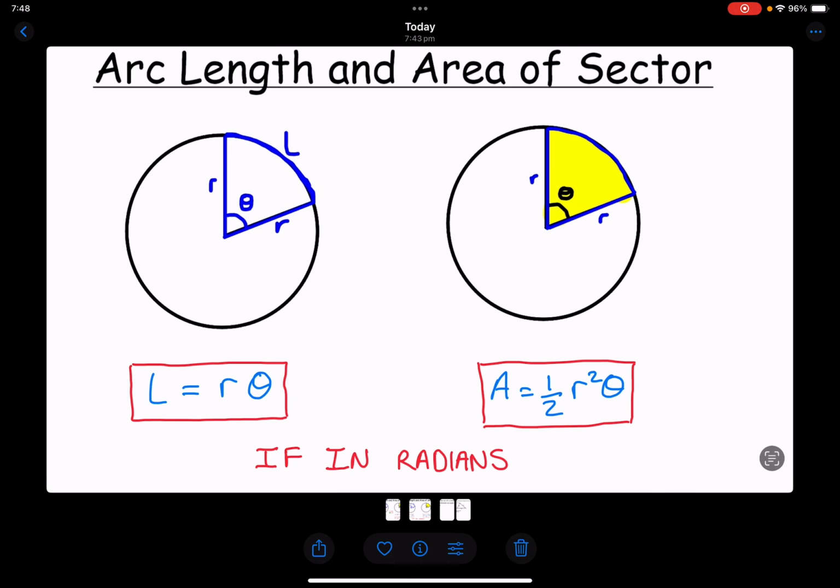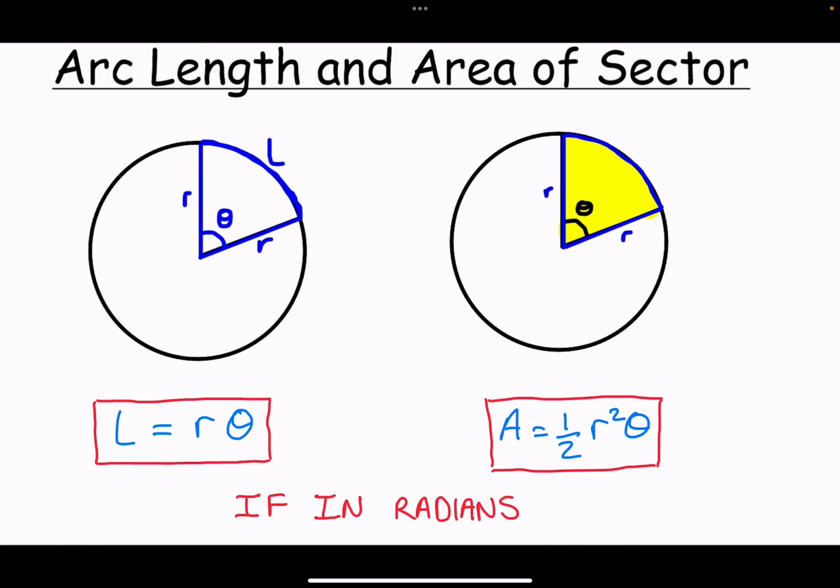So these are the two formulae we are going to be using to work out the arc length of a sector and the area of a sector. It's important to note that these formulae only work if that angle is in radians. You cannot use these formulae if you are in degrees. If you're in degrees, you need to use those awkward GCSE formulae, or convert to radians first and then use these formulae.